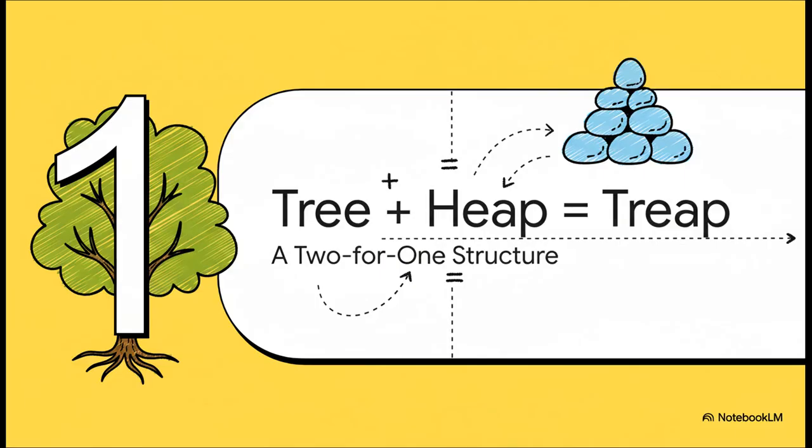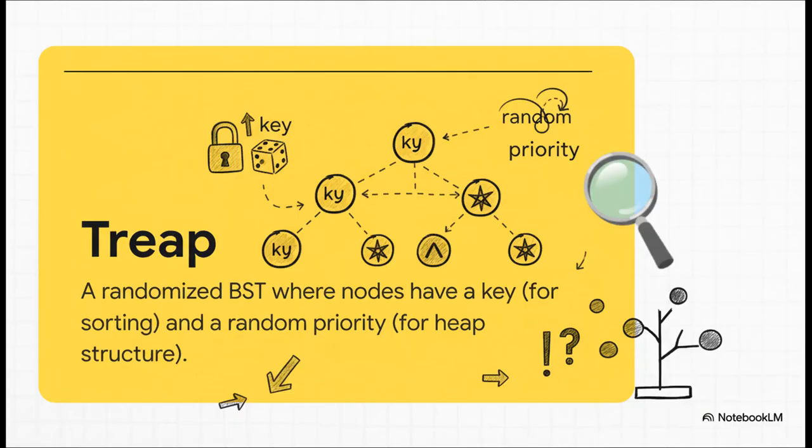The name itself is really the first big clue. Treap is a portmanteau, a mashup of two words, tree and heap. And that's because it cleverly fuses the properties of a binary search tree and a heap into one single elegant data structure. It's a two-for-one deal. So what does that actually mean in practice?